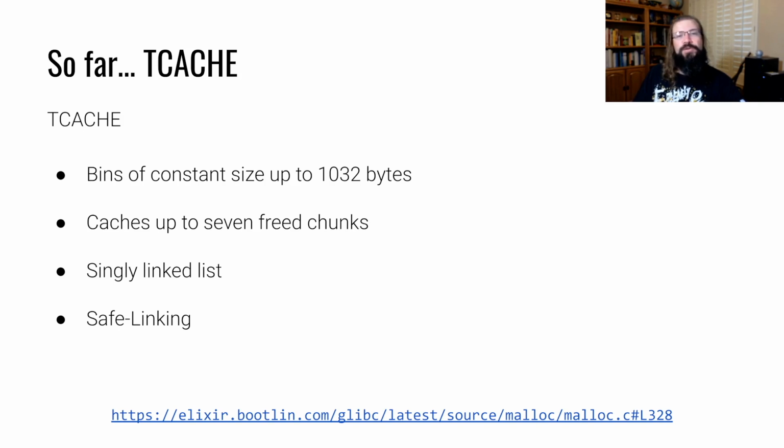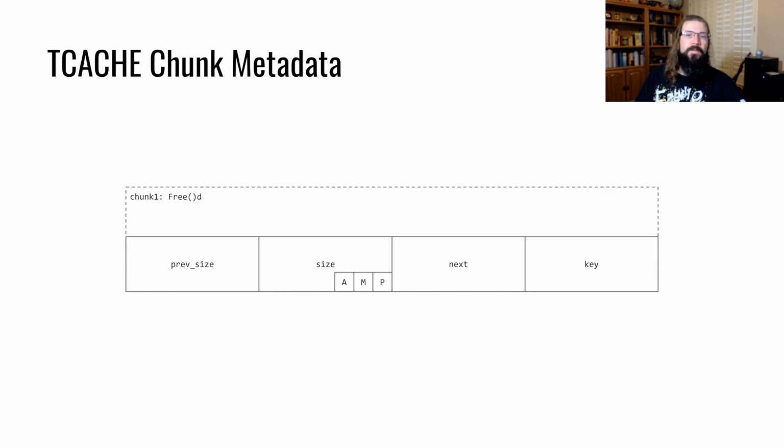And these chunks are stored in a singly linked list. These singly linked list next pointers are protected via a mechanism referred to as safe linking, and safe linking uses XOR with some random bytes to obscure the next pointer from an attacker. When talking about the TCACHE chunk metadata, we saw a struct that looked similar to this when the chunk was free. It consisted of a number of values: a previous size, the current chunk size.